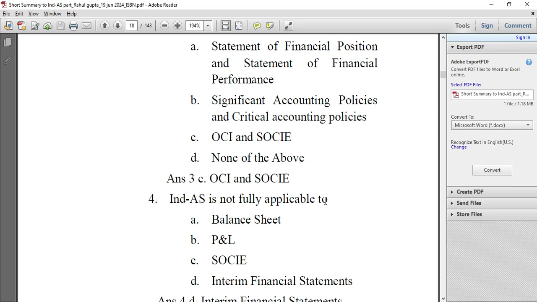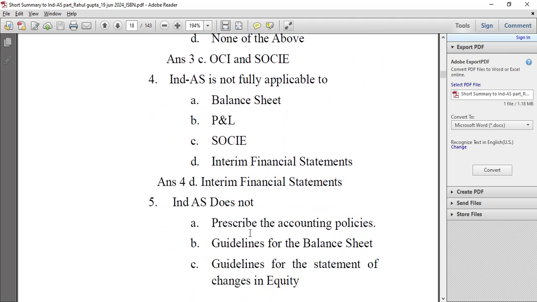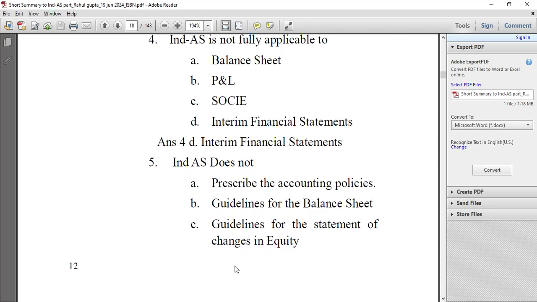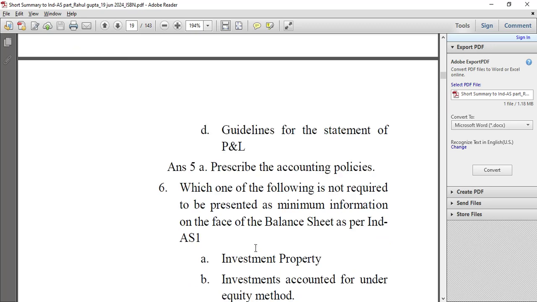Ind-AS is not fully applicable to balance sheet, P&L, SOCI, interim financial statements. Answer is interim financial statements. Ind-AS does not prescribe the accounting policy, guidelines for the balance sheet, guidelines for the statement of changes in equity, guidelines for the statement of P&L. Answer 5A: prescribe the accounting policies.